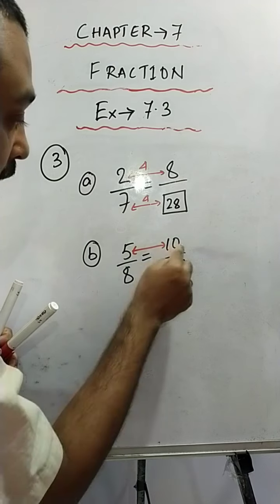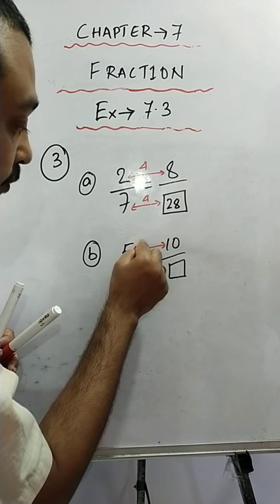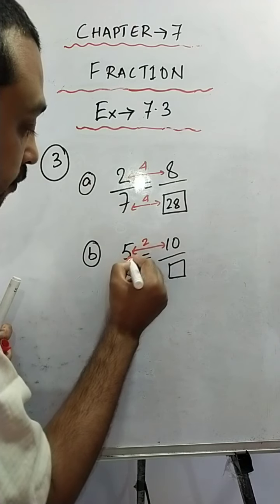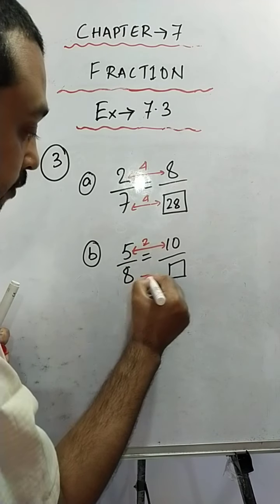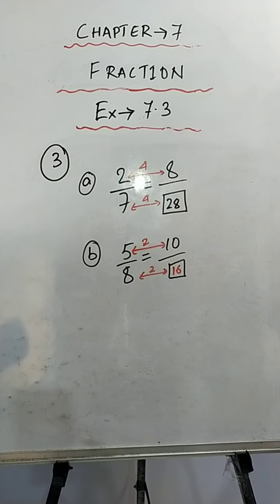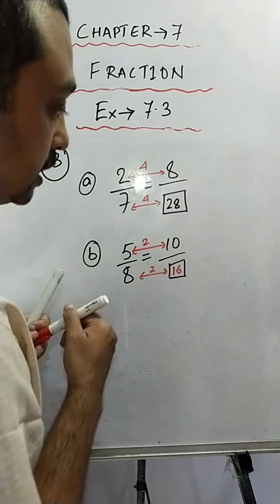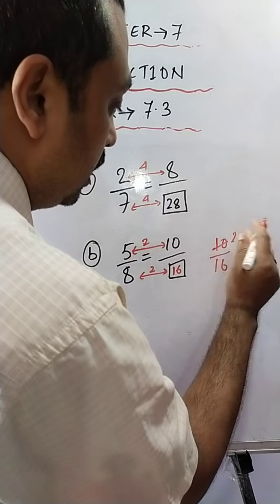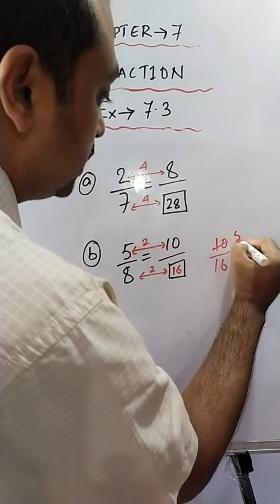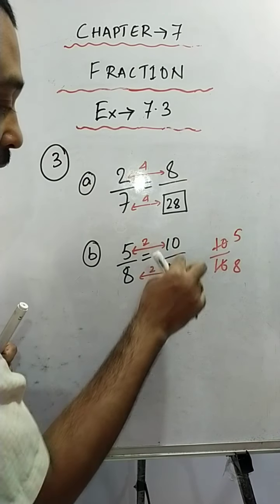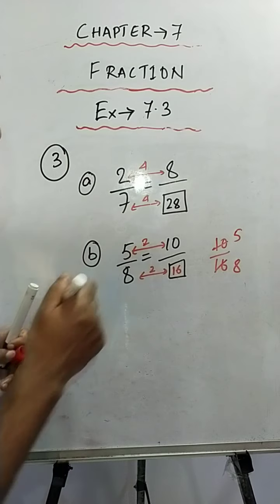So 5, 10. That means with 5 we have to multiply some number to get 10. 5 2s are 10. The same thing we have to multiply with the denominator. That means 8 2s is what? 16. And if we reduce 10 upon 16, 2 5s are 10, 2 8s are 16, you get 5 by 8. So 10 by 16 is equivalent to 5 by 8.